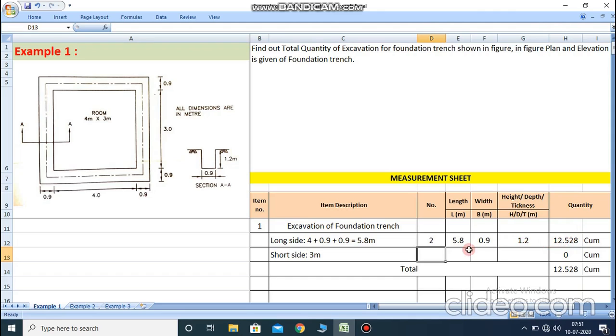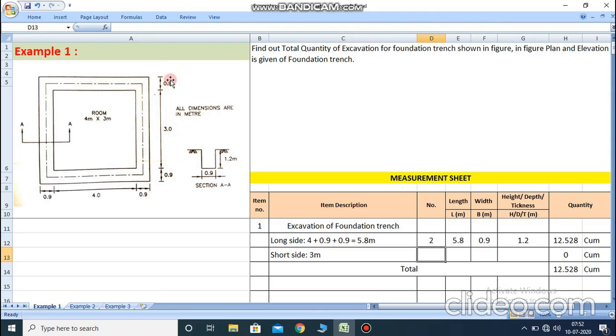So why do we calculate the length, width and depth? Because excavation is always counted in meter cube. Now we start the second part, the short wall. The short wall length is 3 meter. Clear? It is already given in the plan.